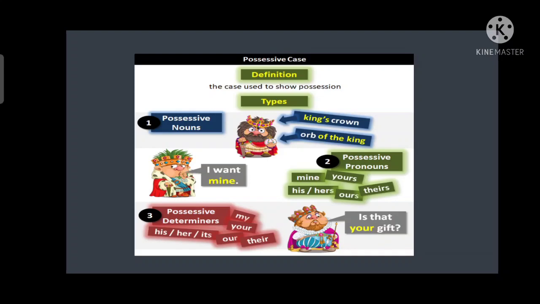Okay. Now here you can see possessive determiners: my, your, his, her, its, our, their. These are possessive determiners. An example is given: Is that your gift? It means here the possessive determiner your is used.